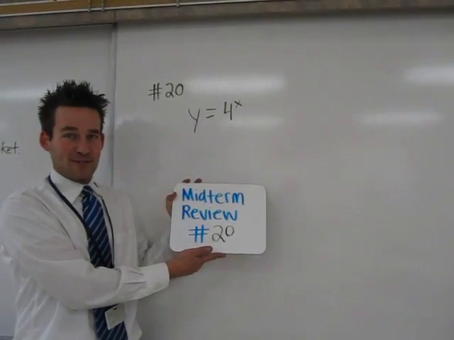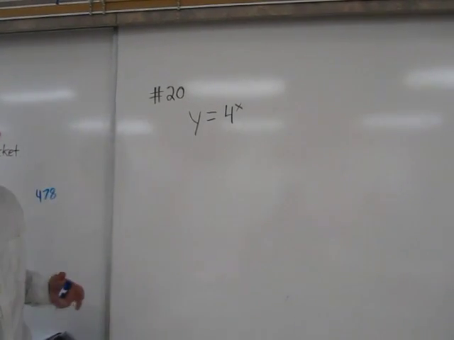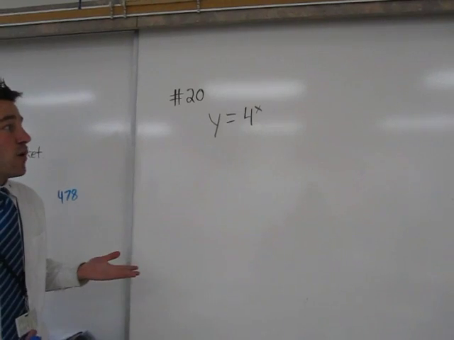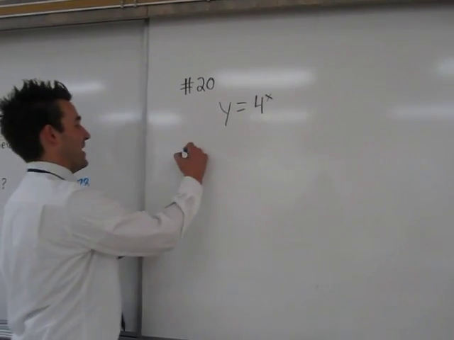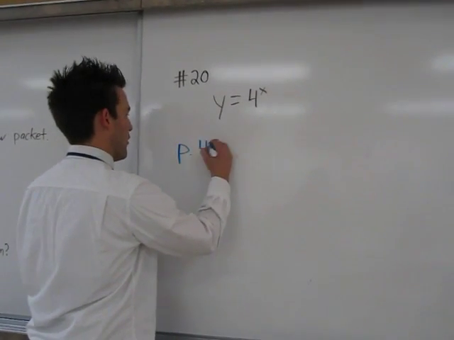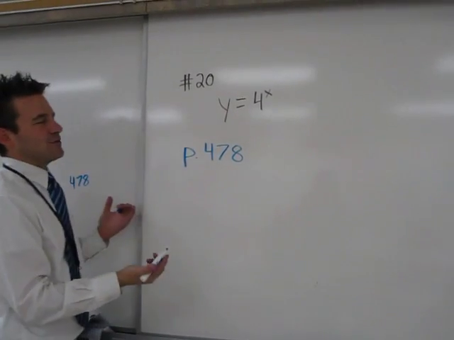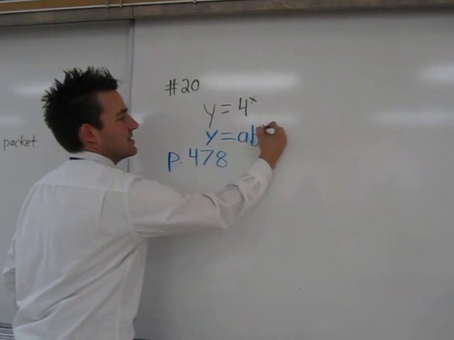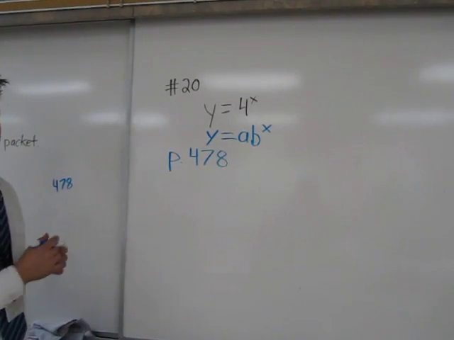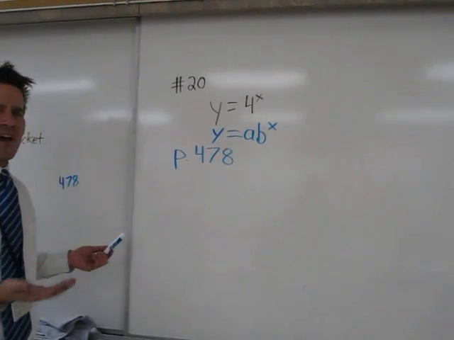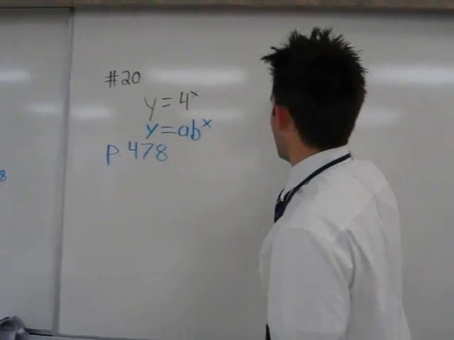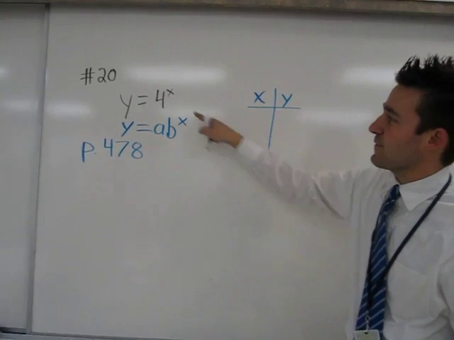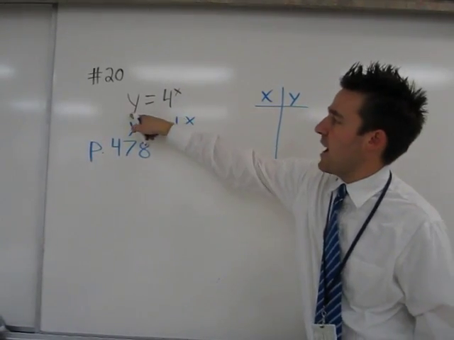Number 20 of the midterm review packet says graph y equals 4 to the x. Now if you don't know how to graph this, one way to do it is to check out page 478. And that will tell you this is in the form y equals a b to the x power. And there's some tricks associated with that. Another method is simply make an xy table. If we plug in values for x, we can find out what y would be.